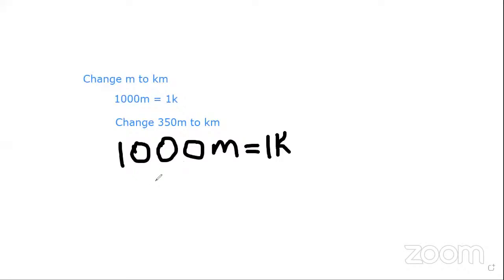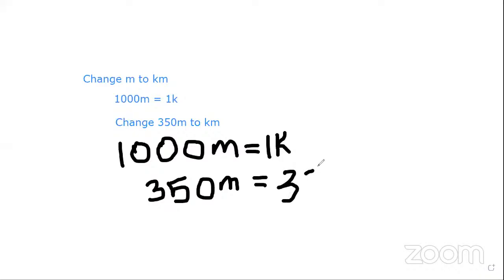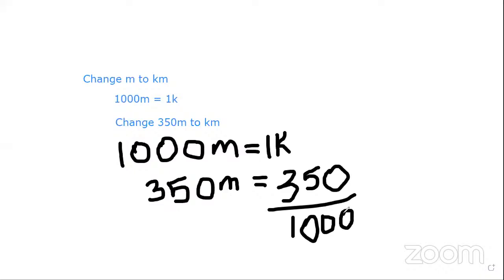So let me just go direct by saying, how about 350 meters? We shall have 350, because the given meters, we divide by 1,000. That is what they are saying here. So when we are changing meters to kilometers, we divide the given meters by 1,000.